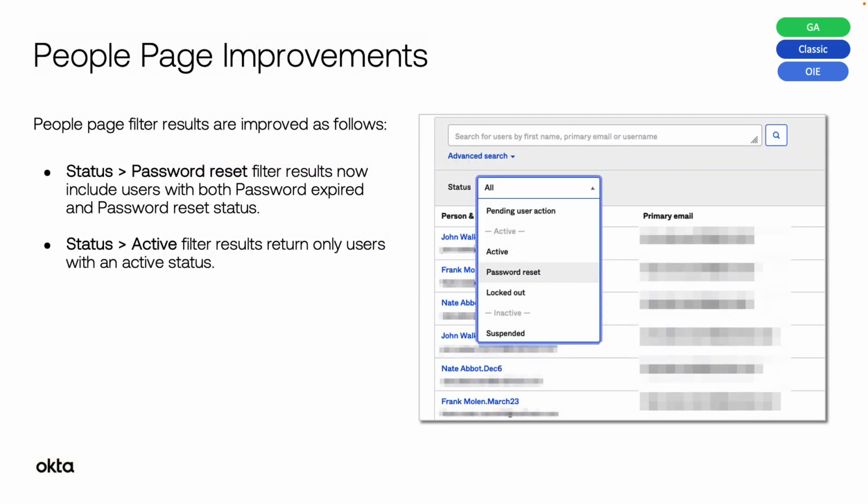People page improvements. People page filter results are improved as follows. Using the status option, the password reset filter results now include users with both password expired and password reset status. Using the active filter results return only users with an active status.